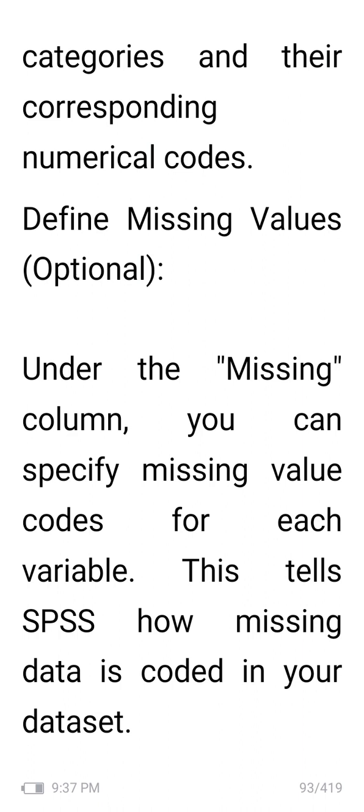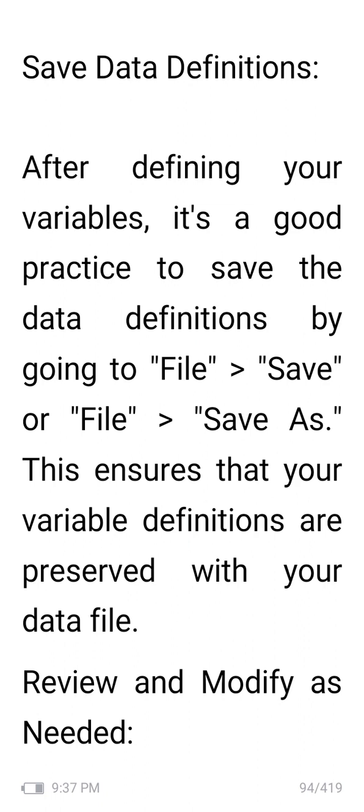Then define missing values. Under the missing column, you can specify missing value codes for each variable. This tells SPSS how missing data is coded in your dataset. Save data definitions. After defining your variables, it is good practice to save the data definitions by going to File, Save As. This ensures that your variable definitions are preserved with your data file.